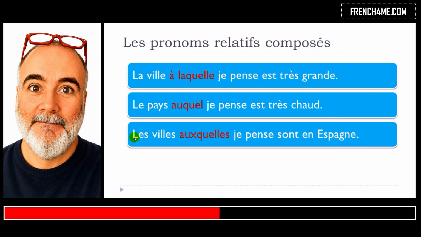Then, feminine again, and then the plural form, les villes auxquelles je pense. And keep in mind that here, if you look carefully, this verb, which is être, is directly connected with the subject. So it's les villes, the subject. As you've got the plural form, your verb should be put in the plural form: sont en Espagne. Les villes auxquelles je pense sont en Espagne.